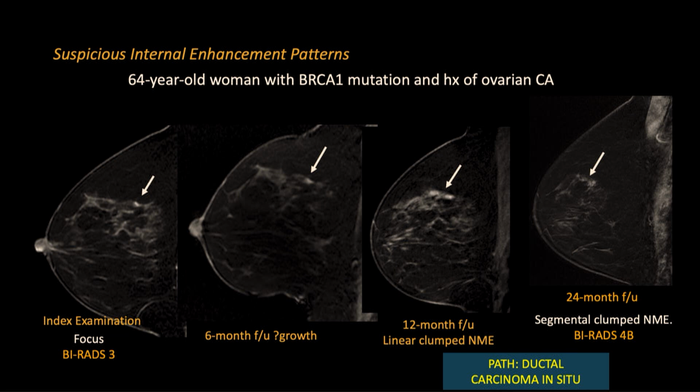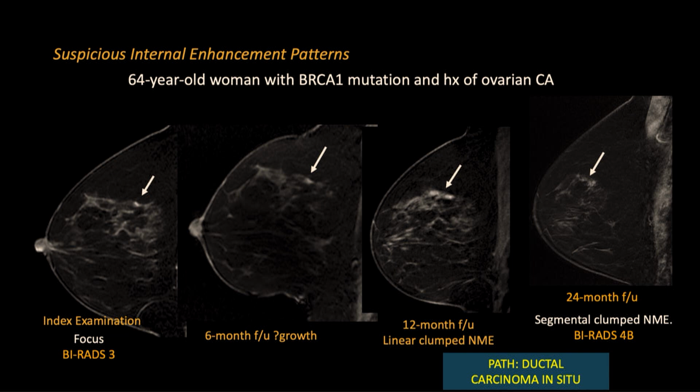This is a 64-year-old woman with a BRCA1 mutation and history of ovarian cancer. She had what was initially termed as a focus on her index baseline examination in the upper breast. At 6-month follow-up, there was equivocal growth. I think personally I would have kept it in a BI-RADS 3 at that time just because it hasn't changed. But at 12-month, it was described as linear and clumped. However, biopsy was not recommended.